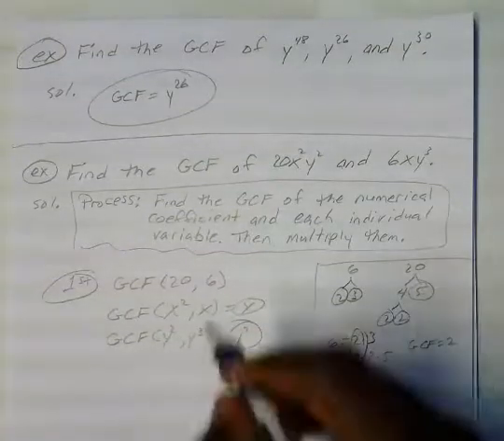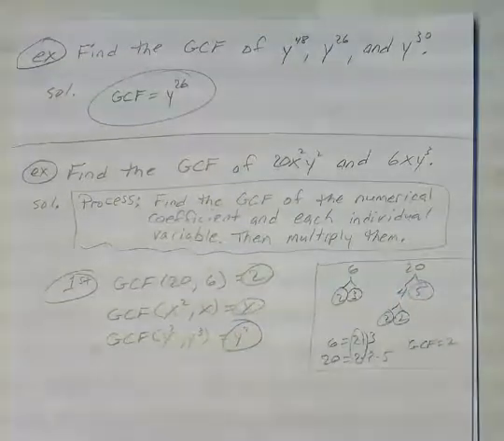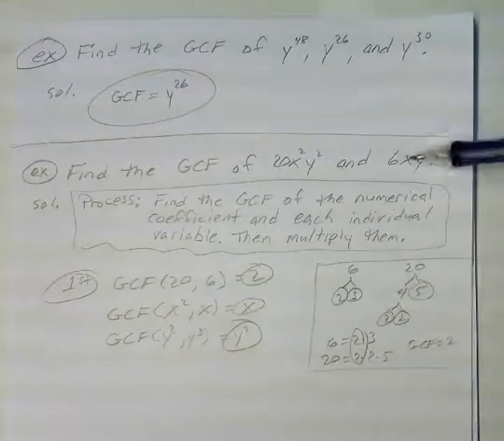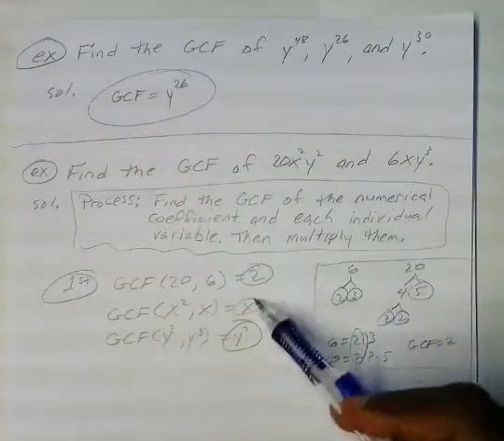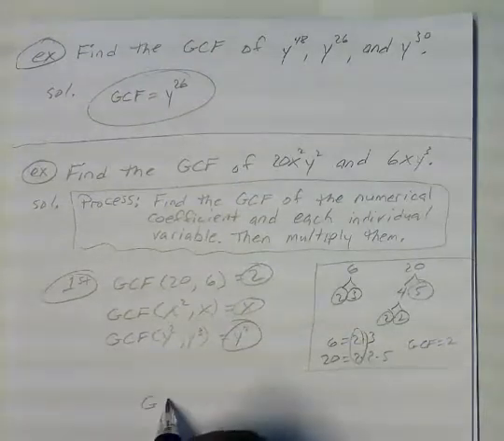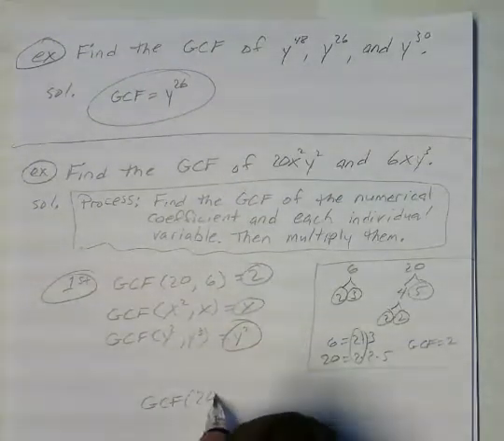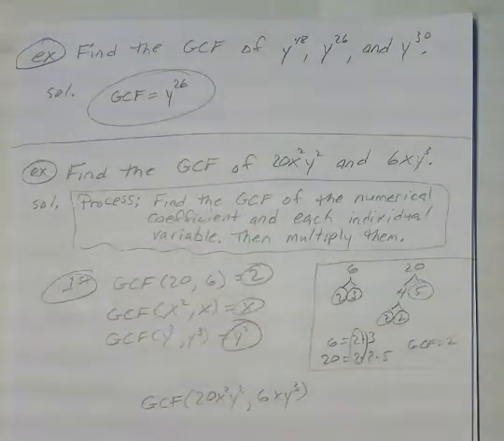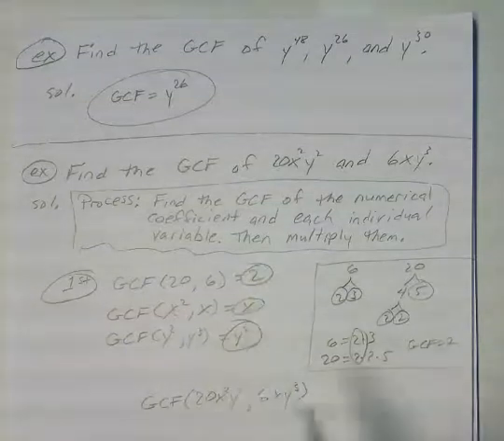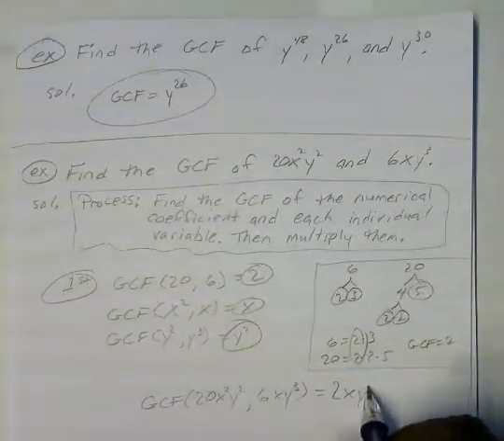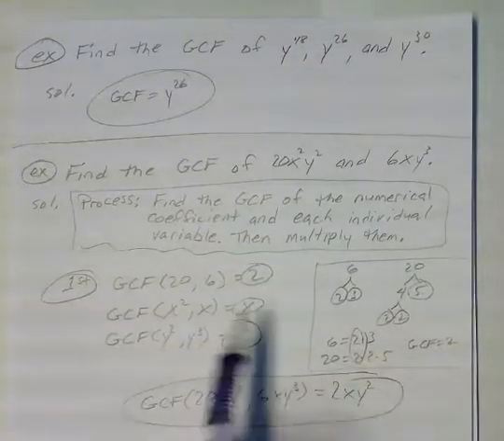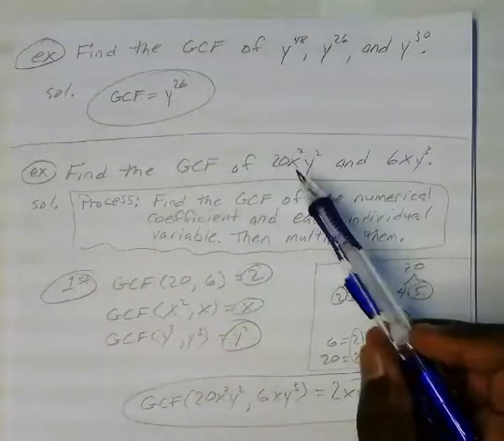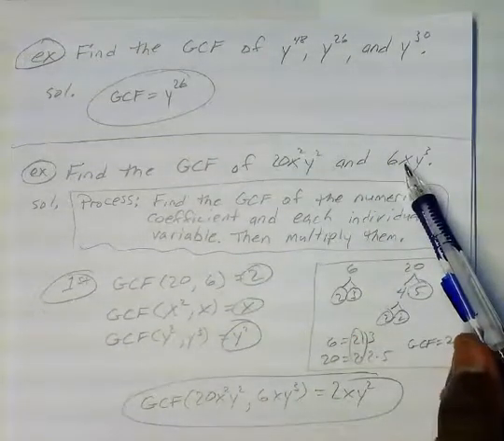Okay? So once you have the greatest common factor of the numbers, the x, and the y's, just multiply all those together. So your greatest common factor of 20x squared y squared and 6x y to the third is 2 times x times y squared, 2xy squared. And again, most of the time you won't even have to write these two down once you really get comfortable with it. You can just look at the x squared and x and know that the x is the greatest common factor for that variable.